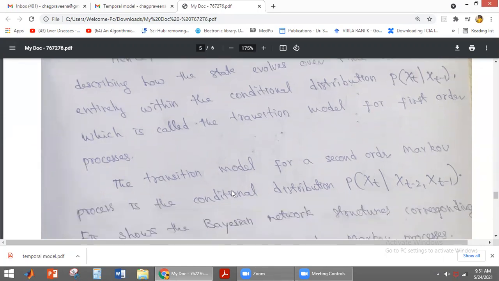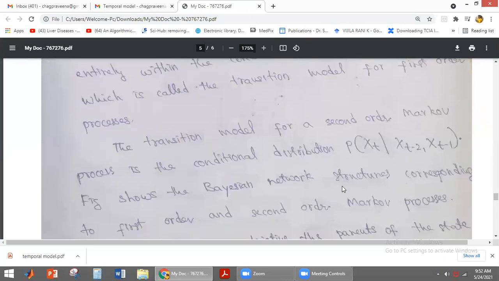Similarly, the transition model for the second order Markov process: in the second order, the present state depends upon the previous two states. Xt is the present state, students. It depends upon its two previous states, t minus 1 and t minus 2. That is why it is called second order. The conditional distribution is given as probability of xt given xt minus 2, xt minus 1.